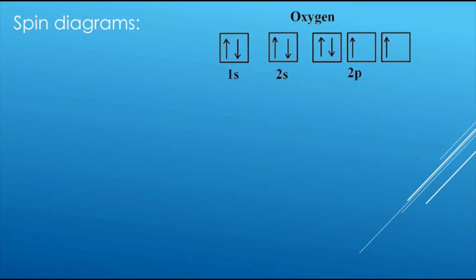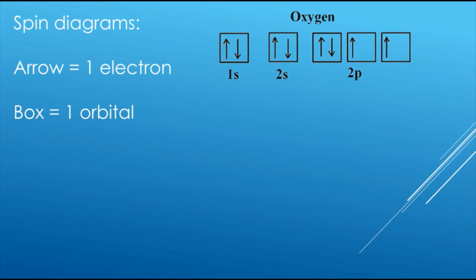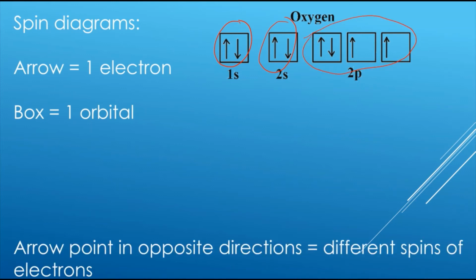And we can also represent the electron configuration by spin diagrams. So for example, this is the spin diagram for oxygen. An arrow represents an electron. So for example, we have 2 there, 2 there, 2 there, and 2 there. So we have 8 arrows, and therefore oxygen has 8 electrons. And a box is an orbital. So this is the 1s orbital, this is 2s, and the 2p subshell has 3 orbitals, so that's why we have 3 boxes.